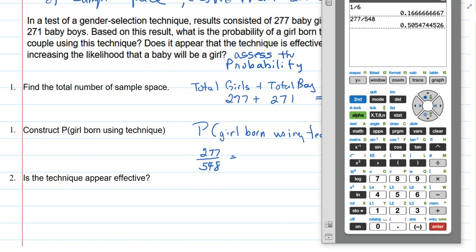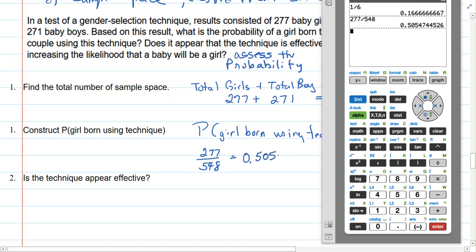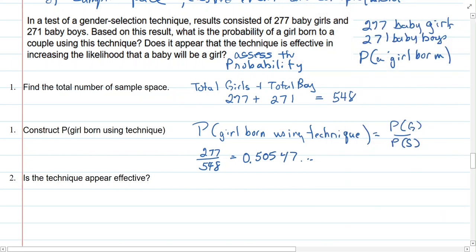I'm going to put my calculator to the side. I get 0.50547 and so on. We want to use 3 decimals, one more than usual, because it is mathematics. So we're going to say 0.505.